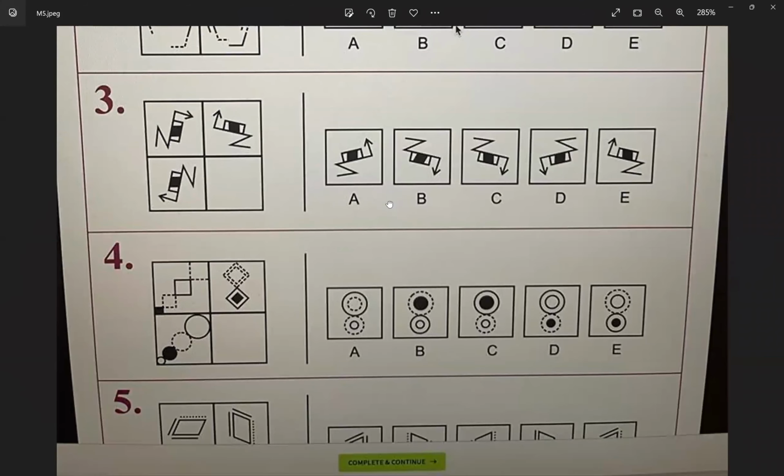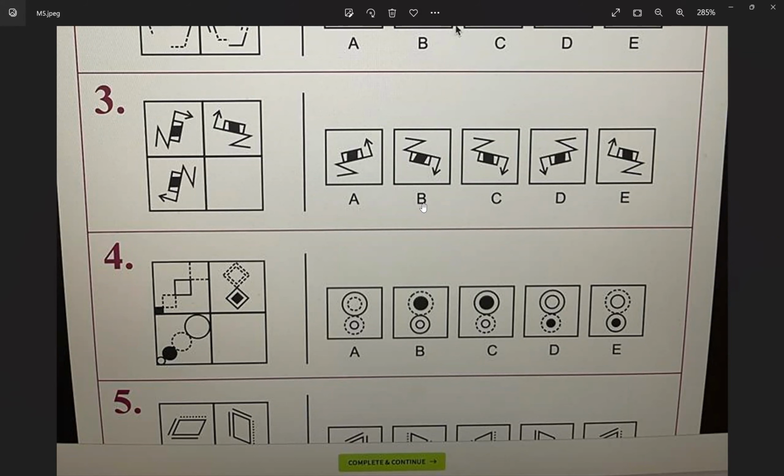No, I don't. Well, I don't remember doing these questions before. No. Okay. Now let's try question number three. Question number three. So it's just easy rotation.